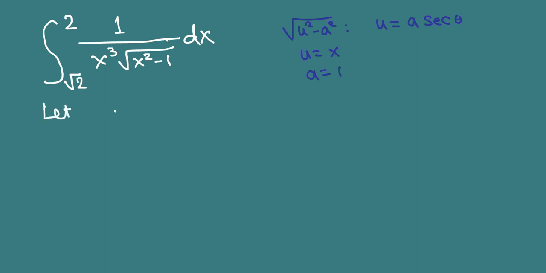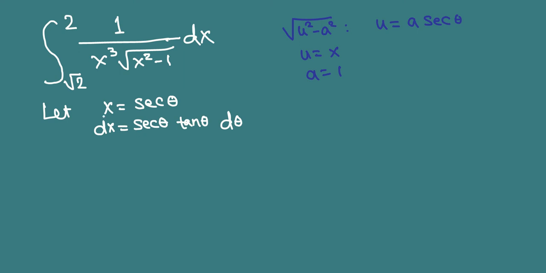So we say let u equals a secant theta, so x equals 1 secant theta. Now we are trying to convert this question in terms of theta, so we need to find derivatives of both sides with respect to theta. So dx over d theta. I'm writing in differential form. Derivative of secant is secant tangent.